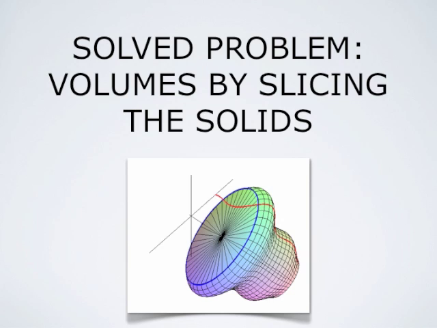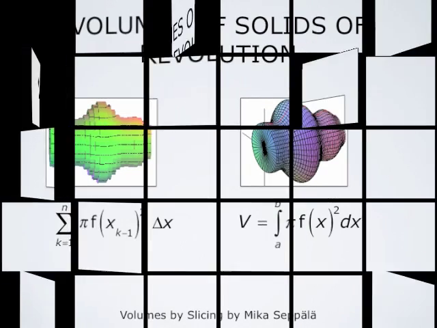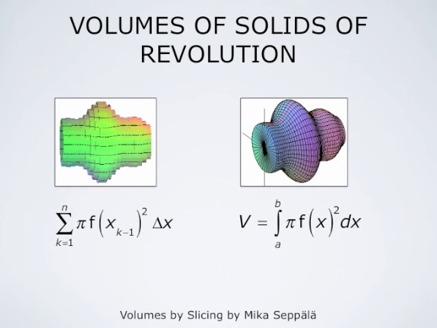In this video I discuss a method to compute volumes of certain solids by slicing the solids in a suitable way. This is very effective in many situations. Consider the solid of revolution obtained by letting the domain under the graph of a function f rotate around the x-axis. This solid of revolution is shown here on the right.